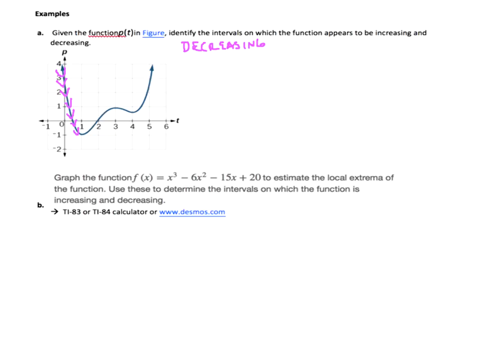And I'm decreasing, I'm going to put my barrier here. I'm decreasing all the way until I hit a 1 in my x-intercept. And then it looks like I increase to 3, and then I decrease to 4, and then I increase into infinity. So I have another decreasing interval right here. And then I'm going to mark my increasing in blue. So I'm going uphill here and uphill here.